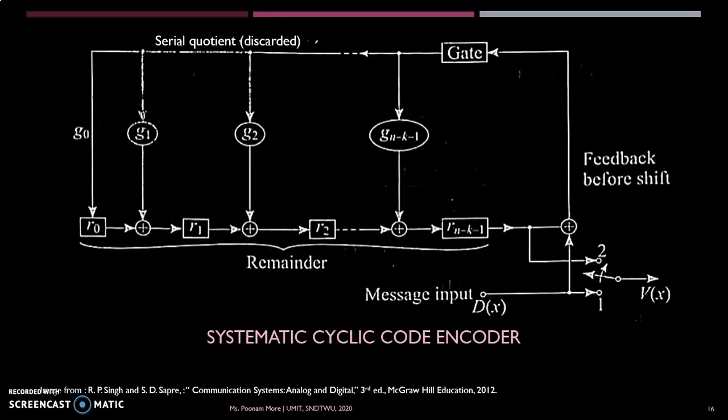After successful transfer of the K message bits, this switch will be shifted to position 2, and then the remainder, that is the parity check bits which are available at the registers, will be retrieved and sent on the communication channel, and this gate will be closed off. In this way the code vector is generated and sent over the communication channel by using a systematic cyclic code encoder.